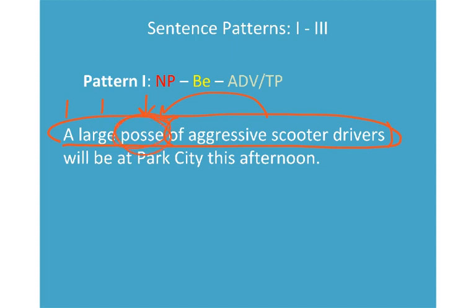Here is our main noun, posse, and a posse is like a group. A was a good indication that posse was the noun. Will be is the form of to be. It's a verb phrase, but again, look up your forms of to be. They can be more than one word. So will be is our verb, and then at Park City this afternoon is our adverbial, which is giving us more information about the time and place. At Park City is the place, and this afternoon is the time.